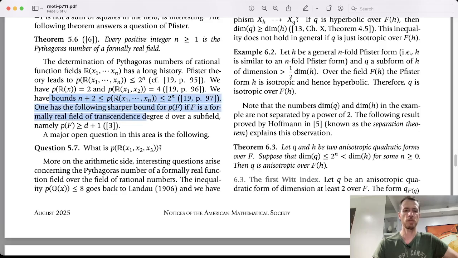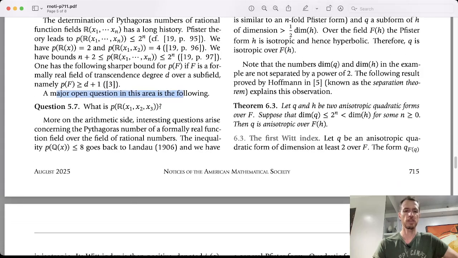One has the following sharper bound for the Pythagoras number of F if F is a formally real field of transcendence degree d over a subfield, namely the Pythagoras number of F is bigger than or equal to d+1. A major open question in this area is the following. What is the Pythagoras number of R(x1,x2,x3)?